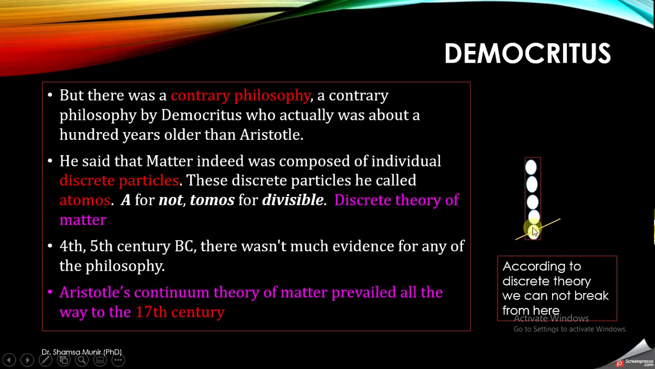After the 4th and 5th century BC, there was no evidence for either of these philosophies. But for some reason, it was Aristotle's continuum theory of matter that prevailed all the way to the 17th century. But then in the 17th century, there were some observations and experiments which led to the belief that matter was not actually behaving like it has a continuum nature. Rather, it was behaving like it has some discrete nature to it. So now we are going to see what these experiments and observations are.